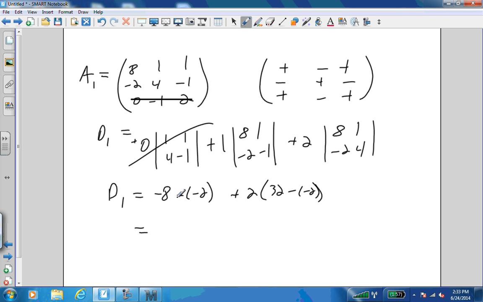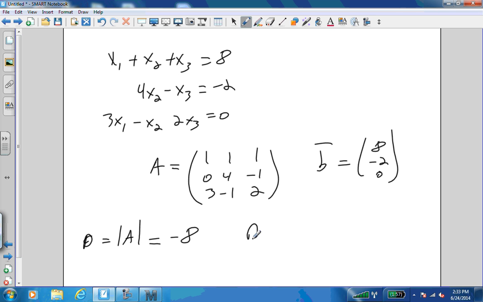So negative 8 plus 2, that's negative 6. 2 times 32 plus 2, 34. 2 34s is 68 minus 6. So for D1, I get 62. So D1, we get 62. We also need D2 and D3.